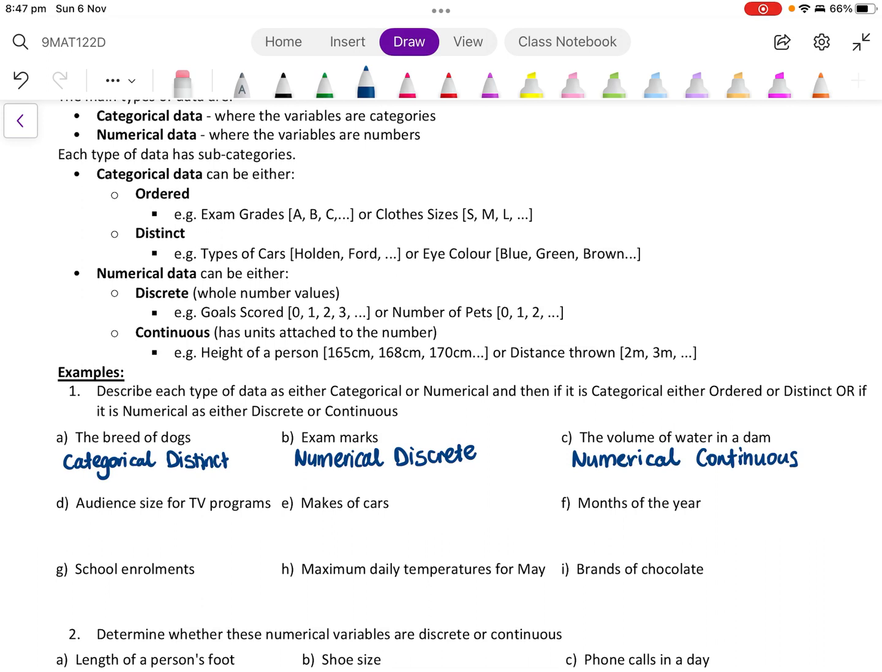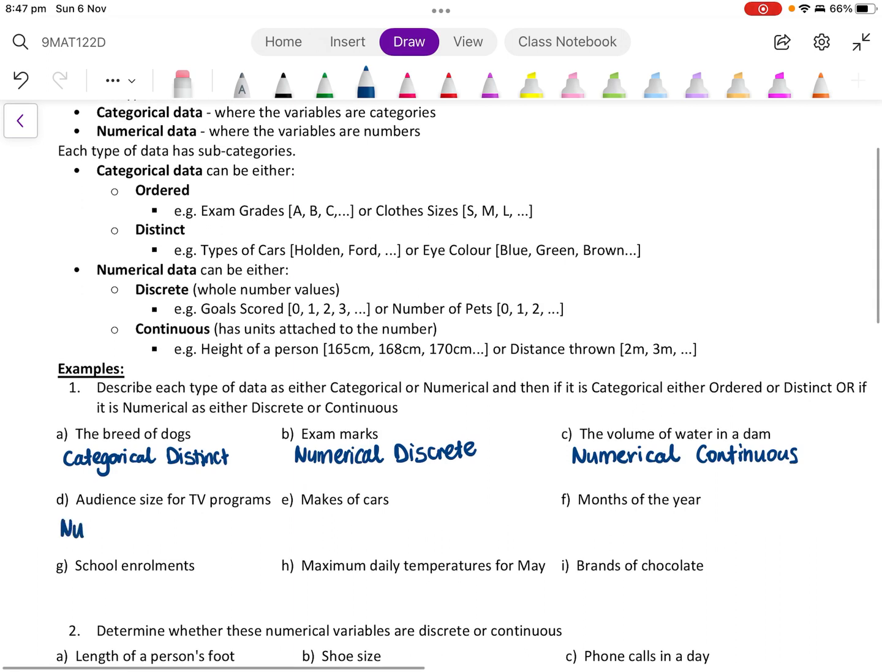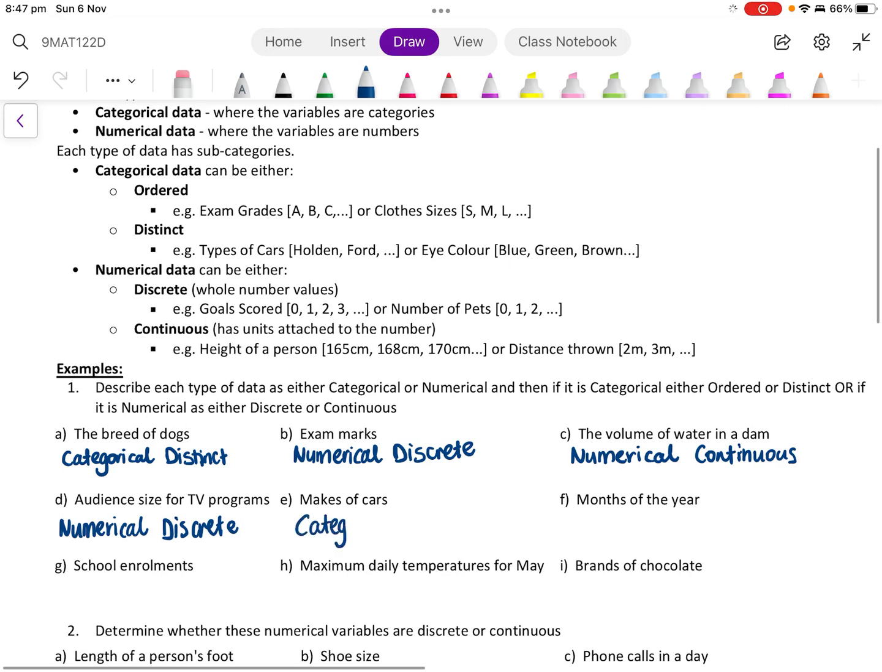Our next one is the audience size for TV programs. Now, our audience size is numerical, and there is no units attached to the audience size. We just get a whole number value, so it is discrete. The makes of cars. So if we're thinking about the makes of cars, that could be anywhere between having a Holden Commodore or a Suzuki Baleno, for example. So this is categorical data. And the makes of cars have no order to them, so they are distinct.